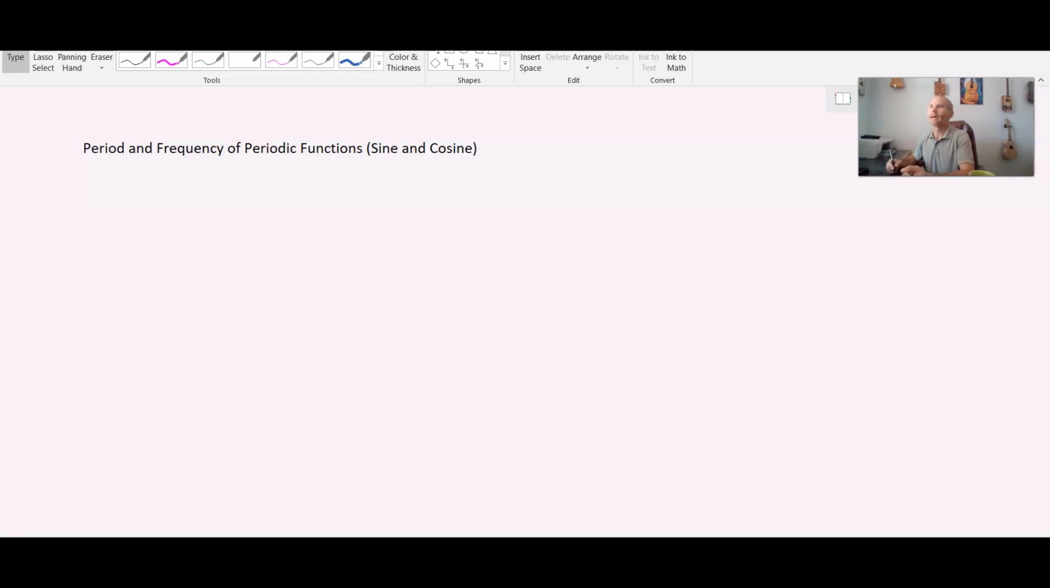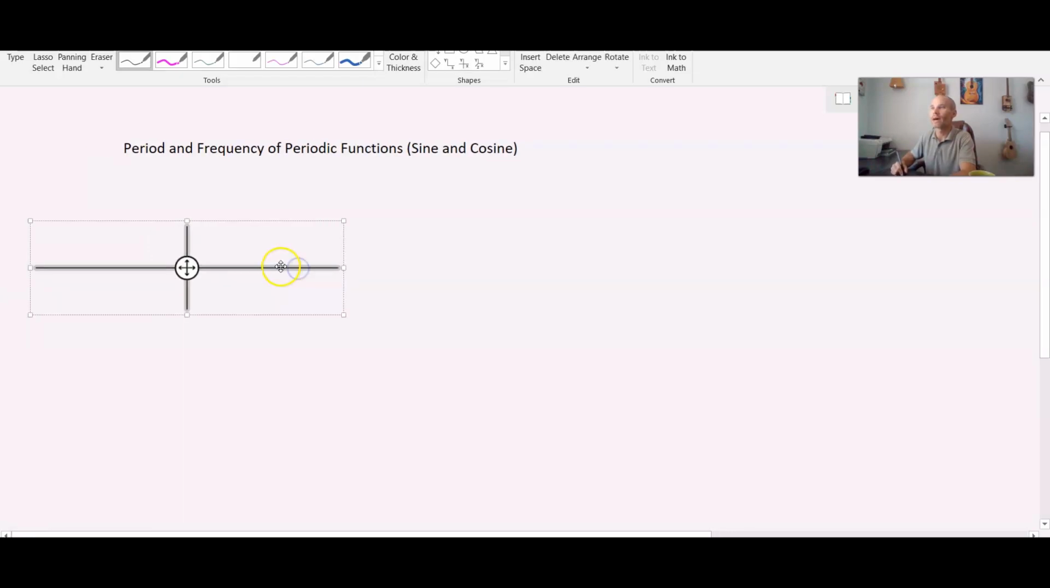I wanted to go ahead and provide a little bit of a review of how we talk about frequency and period of periodic functions. So our most standard basic trig functions are sine and cosine. And one of the things that we know is that sine and cosine both have a period of 2 pi, the standard sine and cosine function.